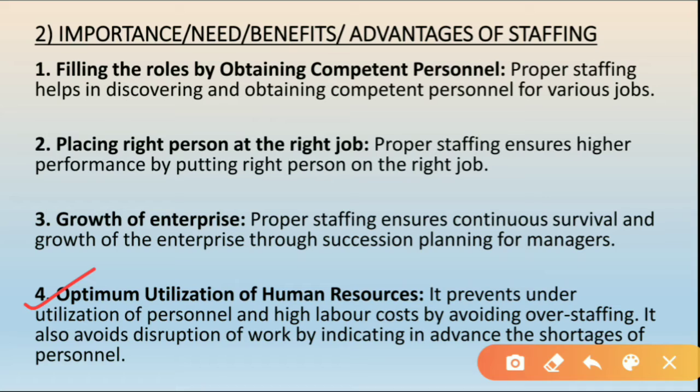See, it prevents underutilization of personnel and high labor cost by avoiding overstaffing. It also avoids disruption of work by indicating in advance the shortage of personnel. See, students, optimum utilization of human resources means best utilization of human resources. It prevents underutilization, or you can say overutilization. Underutilization and overutilization both.